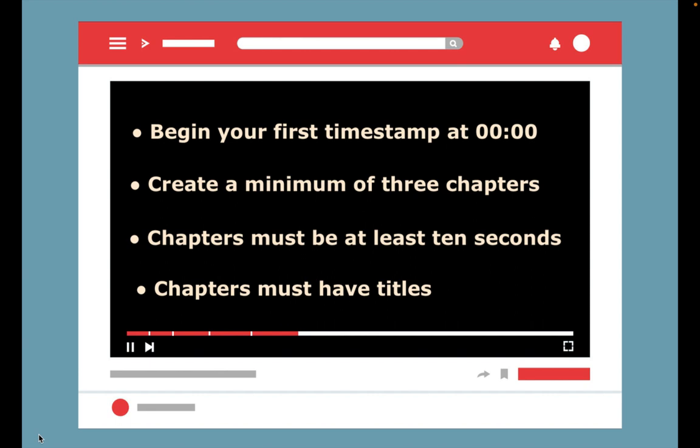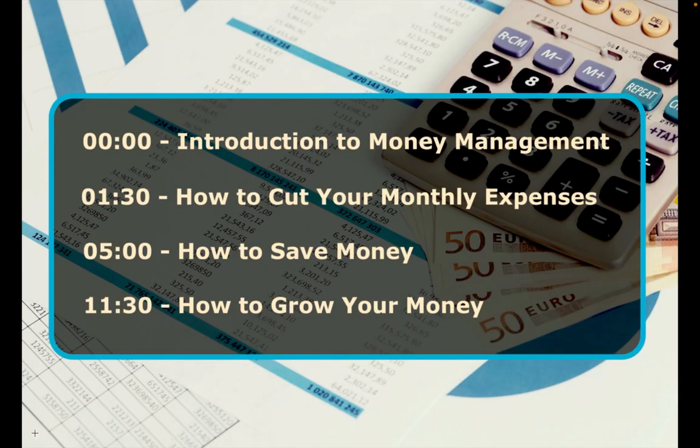You should give a meaningful or descriptive title to each chapter to make it easy for your viewers to find the section they are interested in watching. For example, if the topic of your video is money management, you can write the title for each timestamp as follows. Remember, you must begin your timestamp with 00:00.